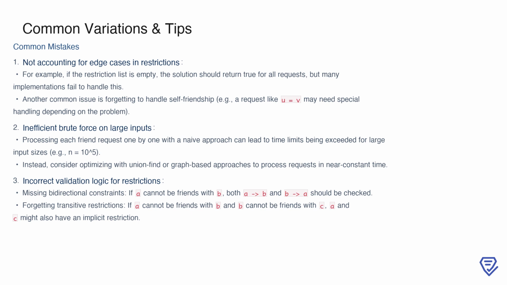If A cannot be friends with B, then both A-B and B-A need to be checked. Transitive restrictions can also be tricky, where indirect relationships, like A being restricted from C through B, need to be accounted for. Missing these can lead to incorrect results.